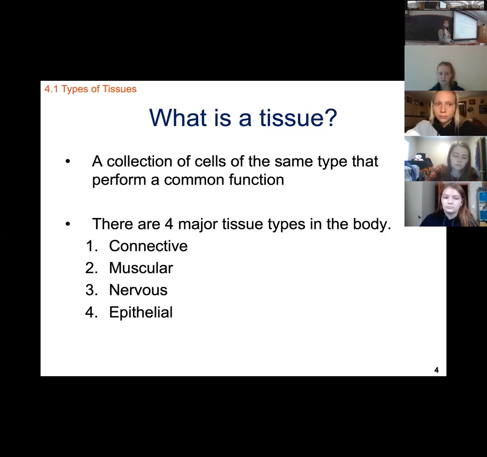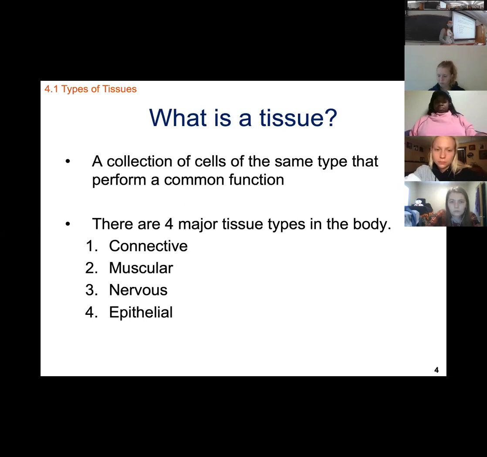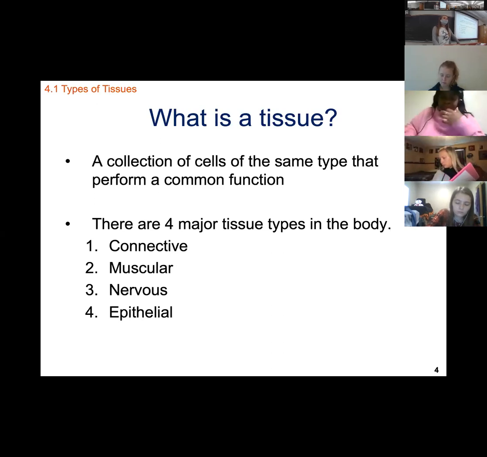Okay, so what is a tissue? This isn't something you just blow your nose in. Tissue is a collection of cells of the same type that perform a common function. We talked about how things that are living are organized, from an atom to molecules, working all the way up to the biosphere. Tissues were in there a little bit too. These are all those cells that have the same type and perform a common function. These are specific cells that work together to do some sort of function.